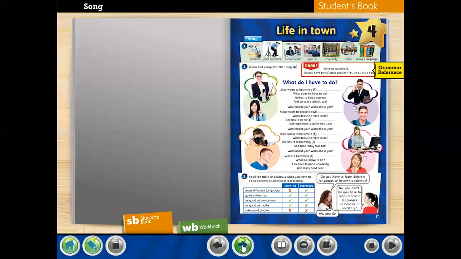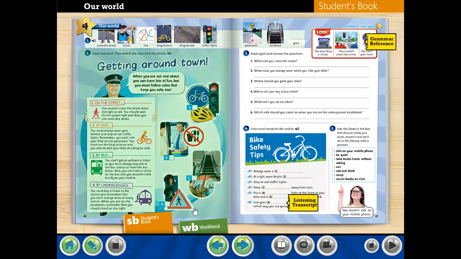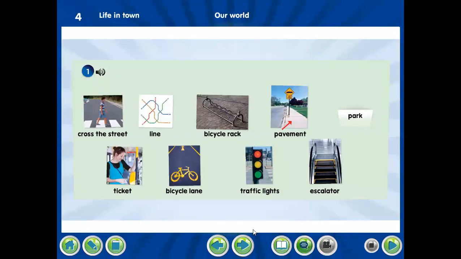Let's open your Young Star, page 40. Okay, open please, page 40 and 41. Listen and repeat, and then we find in the word search, okay? Listen and repeat, please. Cross the street. Cross a street. Repeat, please. Cross the street. Line. Repeat, please. Open your microphones.